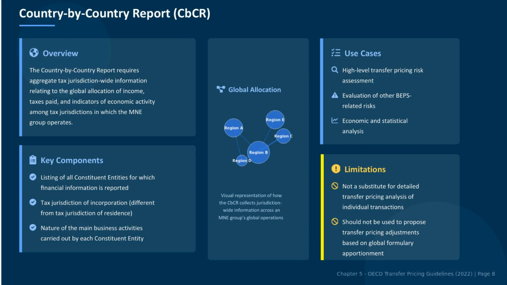The country-by-country report, CBCR, provides aggregate tax jurisdiction-wide data on income allocation, taxes paid, and economic activity indicators for multinational enterprise (MNE) groups. It includes a list of all constituent entities, their tax jurisdictions, and main business activities. While useful for high-level risk assessments, it is not a substitute for detailed transfer pricing analysis.